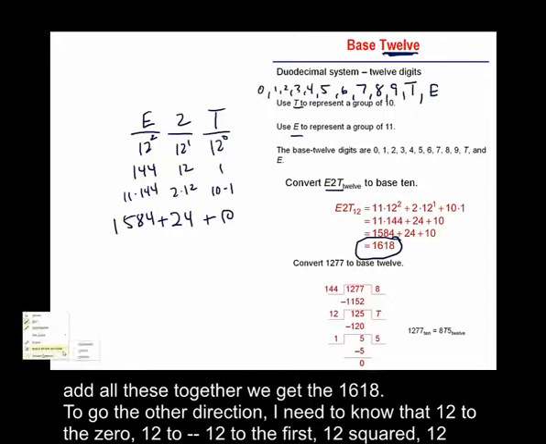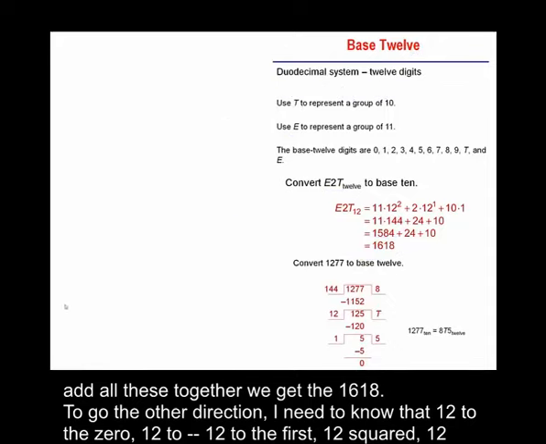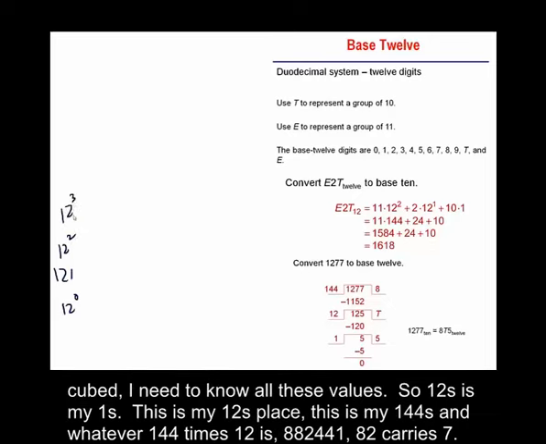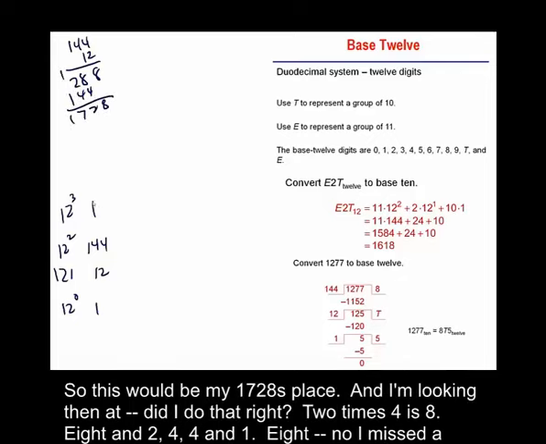To go the other direction, I need to know that 12 to the 0, 12 to the first, 12 squared, 12 cubed. I need to know all these values. So 12 is my 1's. This is my 12's place. This is my 144's, and whatever 144 times 12 is. 2 times 4 is 8, 8, 4 and 1 is 5... 8, 2, 4, 4, 1, 8, 2 carries 7. So this would be my 1728's place.